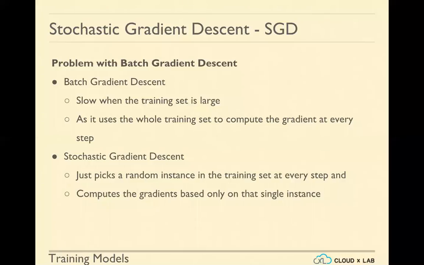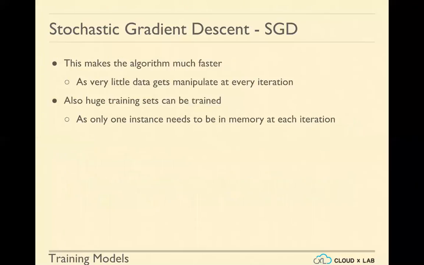It just picks up a random instance in the training set at every step and computes the gradient based on that single instance. This makes the algorithm much faster as very little data gets manipulated at every step. So for each of the thetas, it just picks one random instance and computes the slope or gradient at that point. Also, huge training sets can be trained, no matter what the size of the training data is, since it is picking only one record, it can do it really quickly. So it doesn't need to load the entire data in the memory. It just needs to load one record at a time.